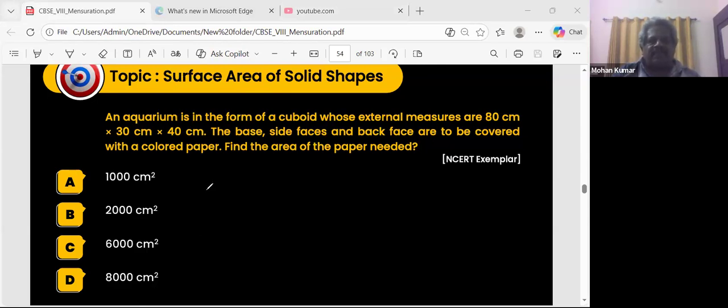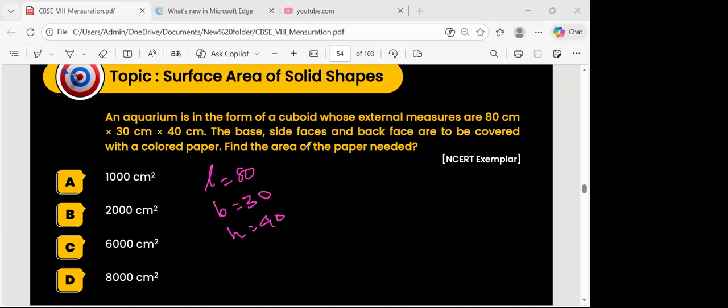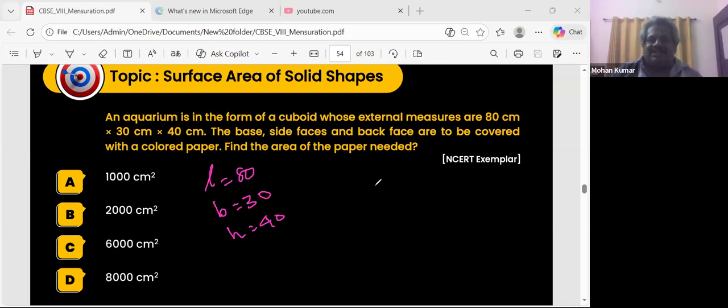It's a bit easy. L we got as 80, then we got B equals 30, then we have H equals 40. That's an aquarium. Sir, I have a question. How do you know which one is length, breadth, and height? It's a concept stating that the length is the largest one. The second one given is breadth. So L, B, H. This is the way. This will be L, this will be B, and this will be H. Is it clear?